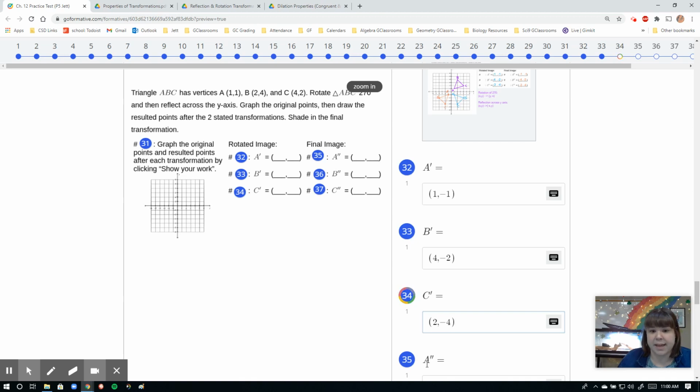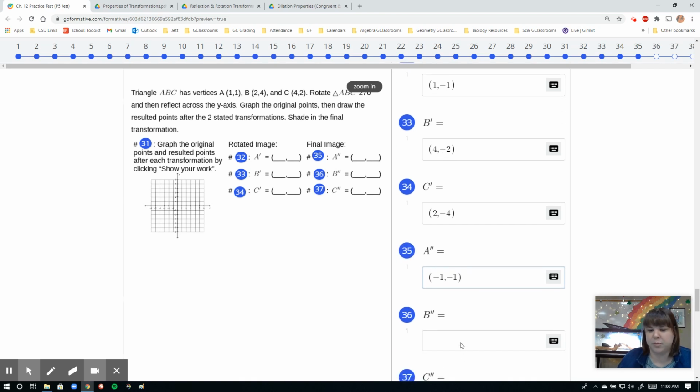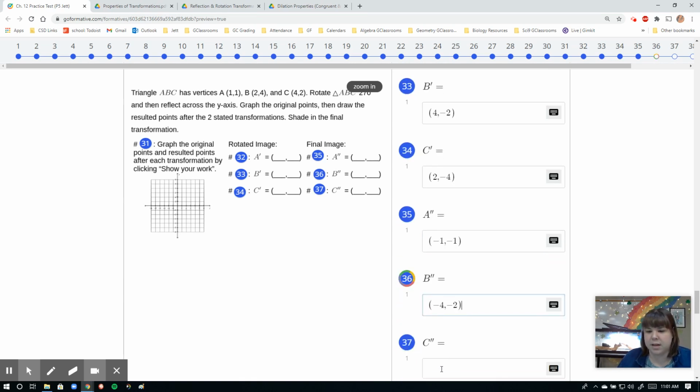Now we need to type in A double prime for our final image. So we decided that was -1, -1. And then we decided to take B prime and change it to B double prime, it would be -4, -2. And then for C double prime, instead of 2, -4, it would be -2, comma, -4.